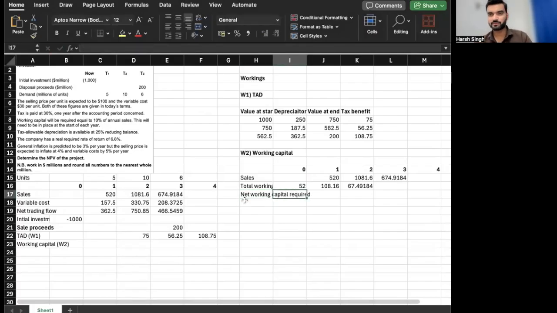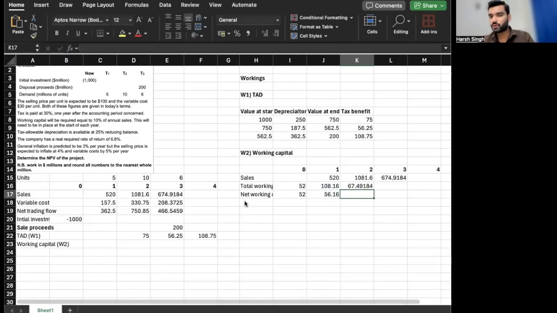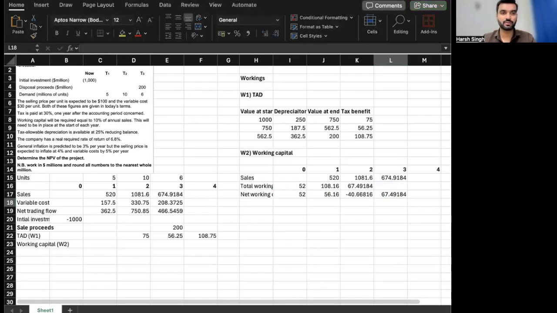In year 0, we'll require the full amount only. Simple. Then in year 1, what is the extra amount that we require? This much. Year 2, what is the extra amount that we require? This amount, minus. Okay, so we are going to get some money back here. And then in year 3, we'll get the whole amount back. So this is how we are supposed to solve this question, everyone.